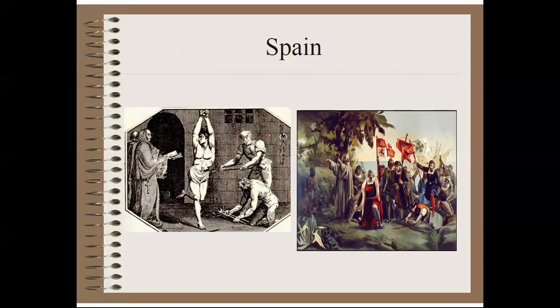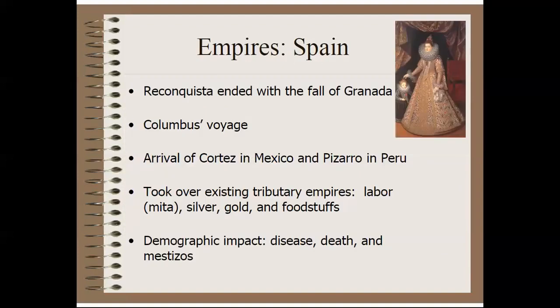Spain's going to be another dominant power during this time. With the end of the Reconquista, Spain's going to become a unified empire and have control over all of Iberia except for Portugal. They're going to sponsor Christopher Columbus's voyages. Cortez is going to be able to destroy the Aztec Empire and Pizarro the Inca Empire, and they're going to have control over all of Central America and South America. They'll start to expand into North America, like California and Texas, later on in the 1700s.